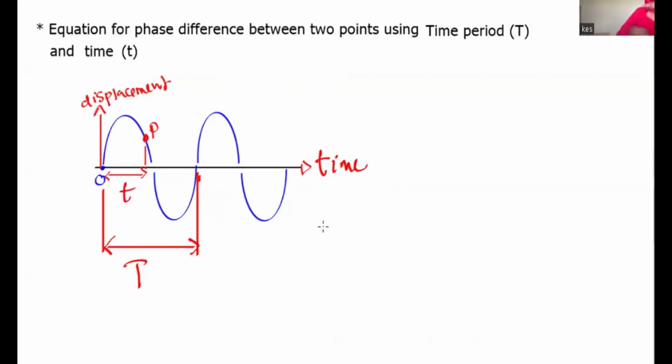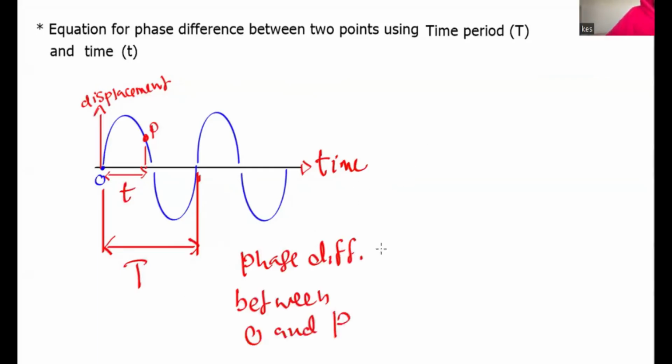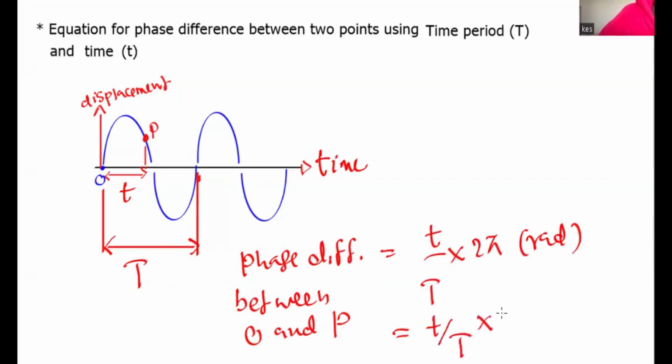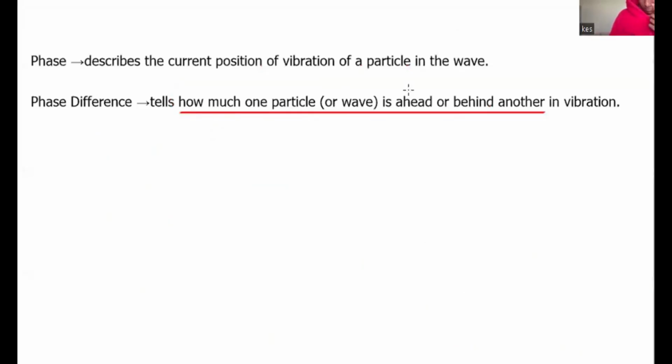Then we can write the phase difference between O and P. That should be equal to small t over capital T times 2 pi. That is in radians. Then we can write it in degrees also, small t over capital T times 360. That is in degrees.